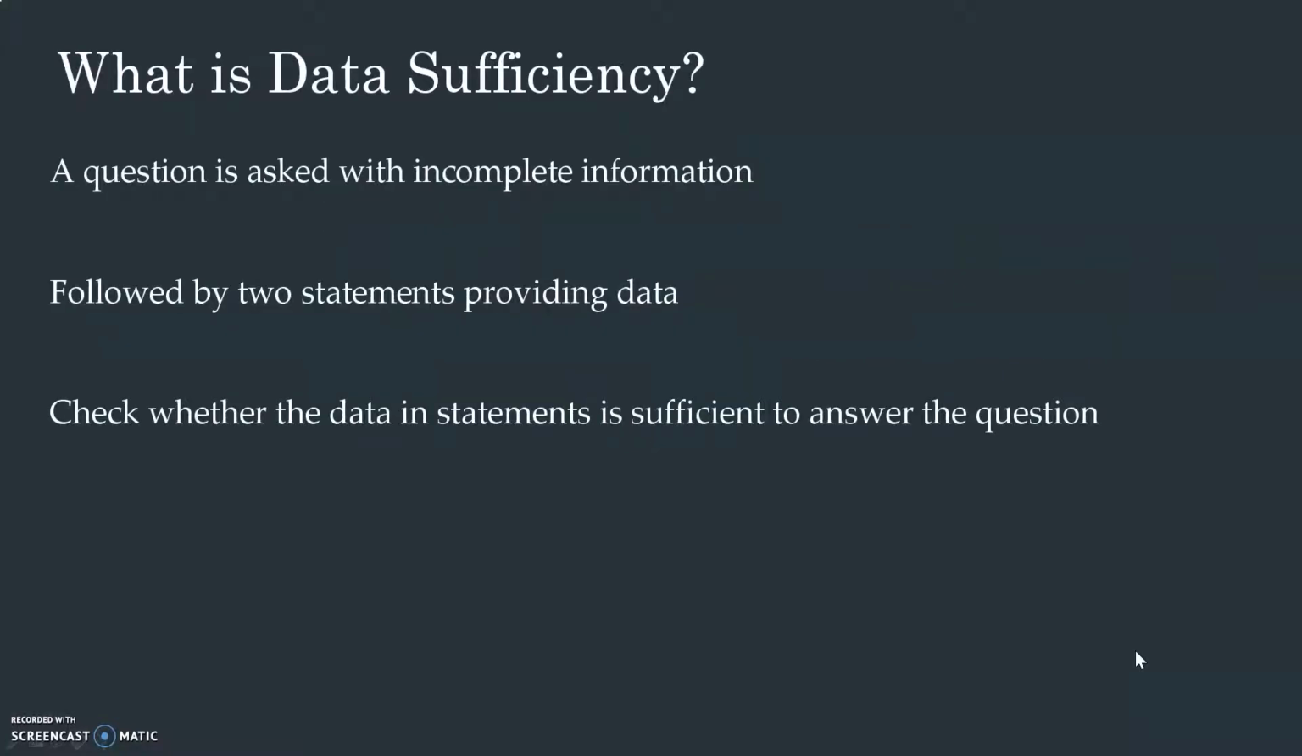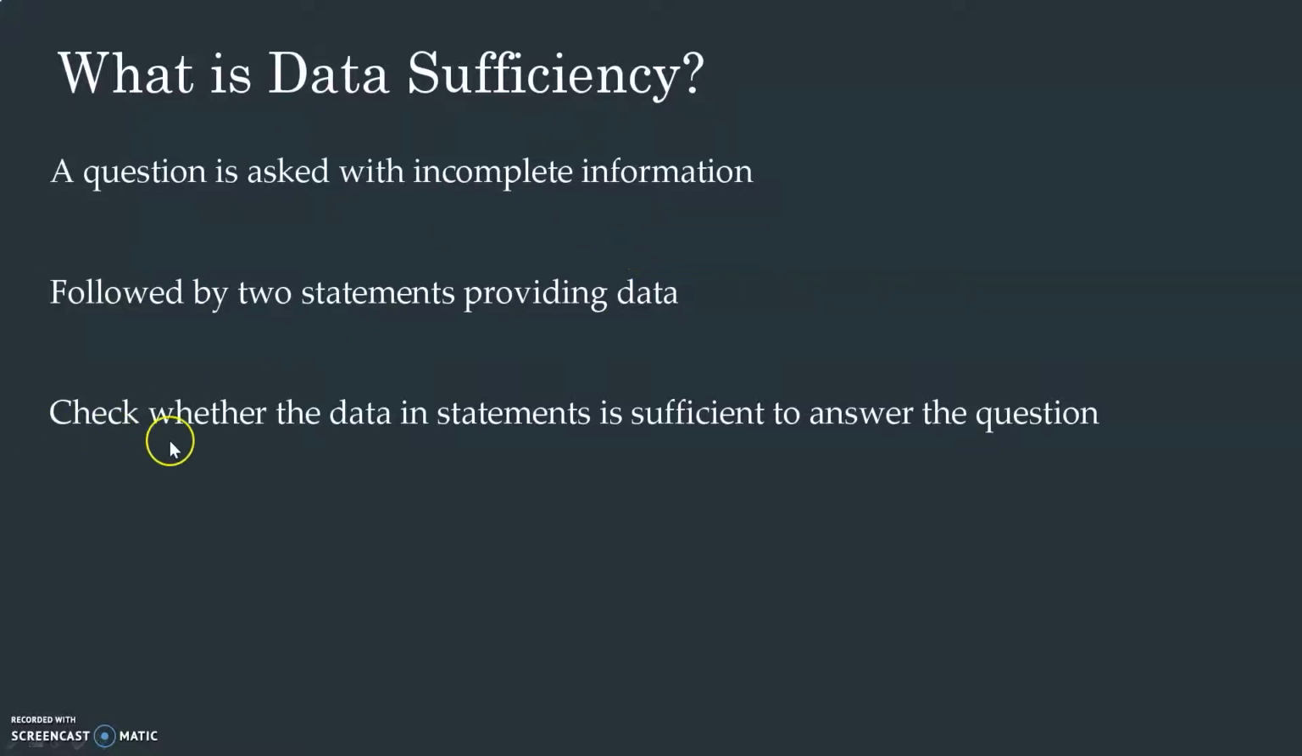As you're aware, in the quant section there are two types of questions. One is problem solving, which has 5 options, and you get to choose one. The other is data sufficiency, which also has 5 options, but in a slightly different way. In data sufficiency, a question is asked with incomplete information, followed by 2 statements that provide additional data related to the problem.